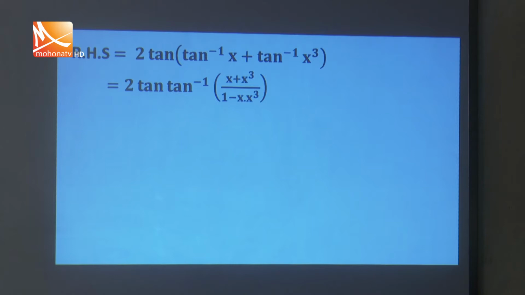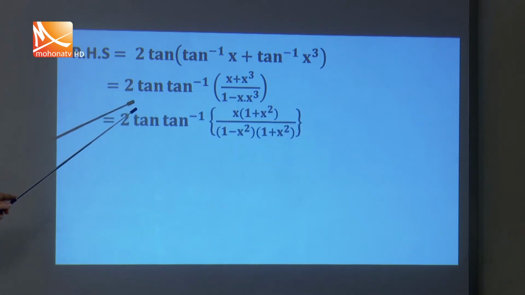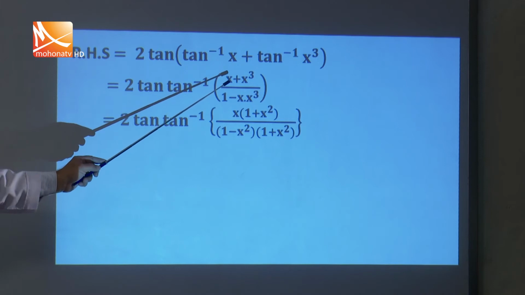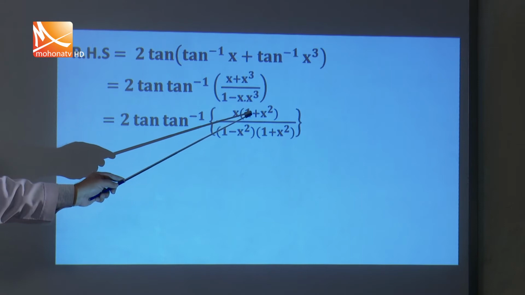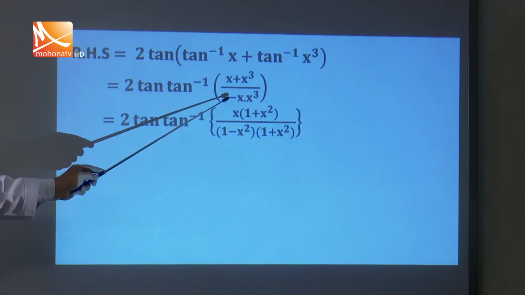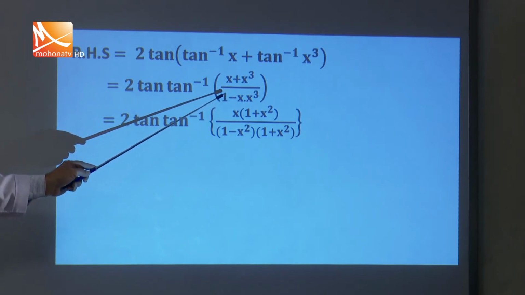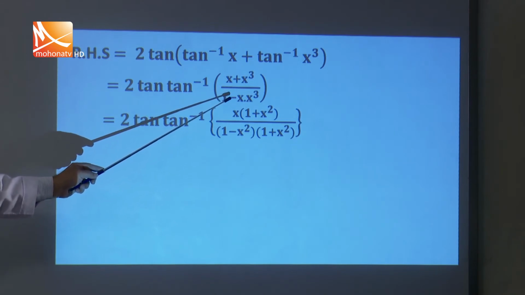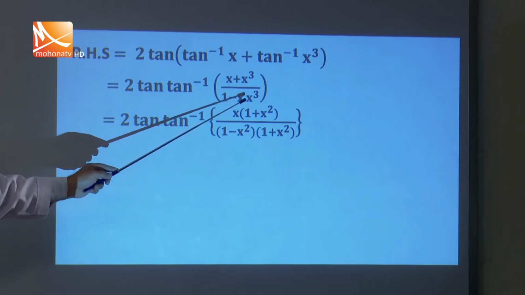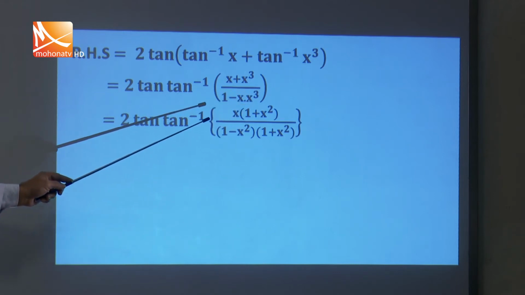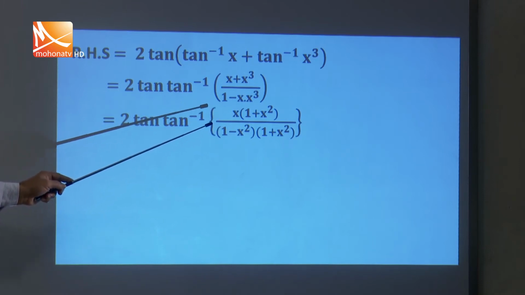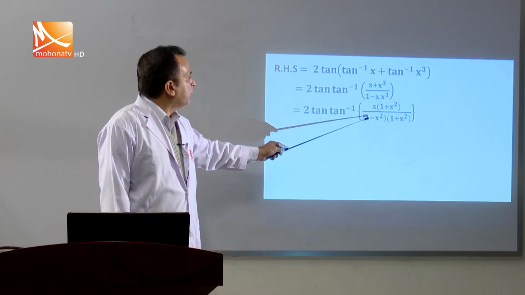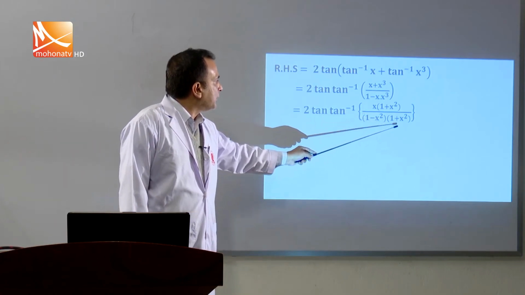Next line. If we take x common from here, then we will get x into 1 plus x square. And this 1 minus x into x cube will be 1 minus x to the power 4. If we rearrange it into the form 1 square minus x square whole square, then we can apply the formula of a square minus b square. What is the formula of a square minus b square? It is a plus b into a minus b. Then it will be 1 minus x square into 1 plus x square.